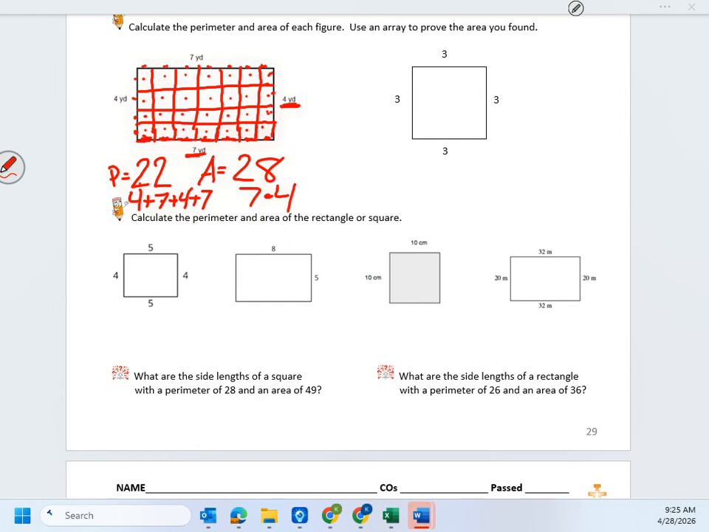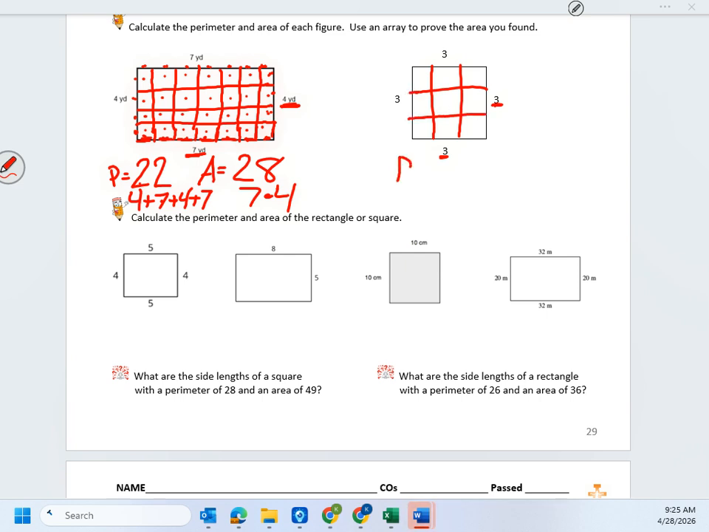Let's break up our square into our arrays. How many lines going up do I want? Say it louder. 3. 3, because it is a length of 3. How many lines going across do I want? 3, because it is a width of 3.